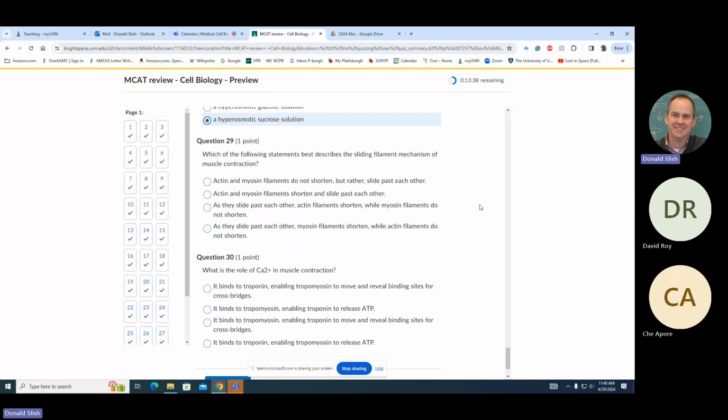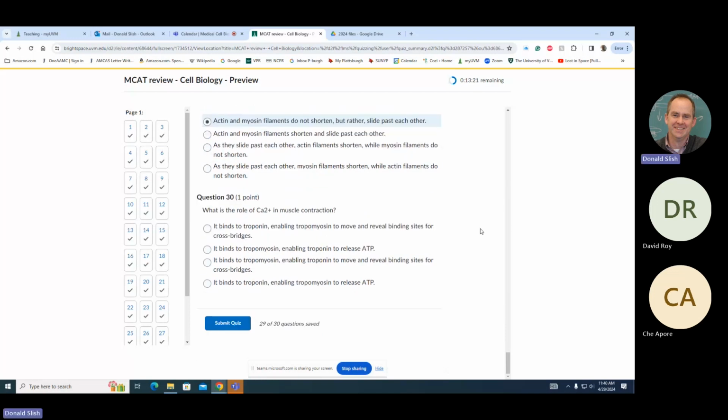Which of the following statements best describes the sliding filament mechanism of muscle contraction? Actin and myosin filaments do not shorten, but rather slide past each other. Sounds right. Actin and myosin shorten? Nope. Actin filaments shorten? Nope. Neither filament shortens. So that's pretty easy.